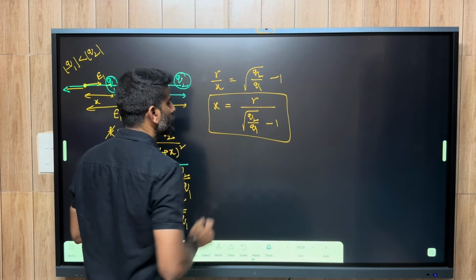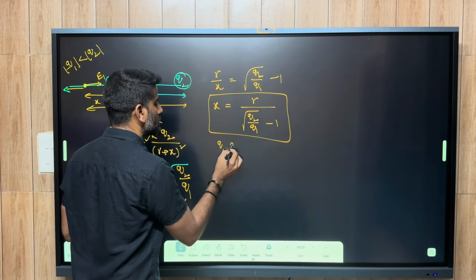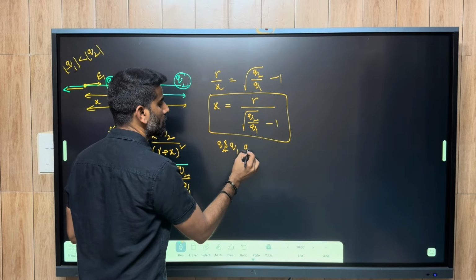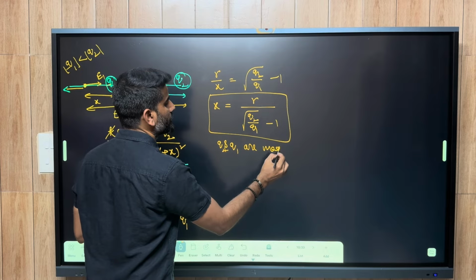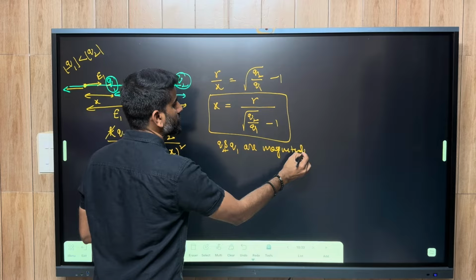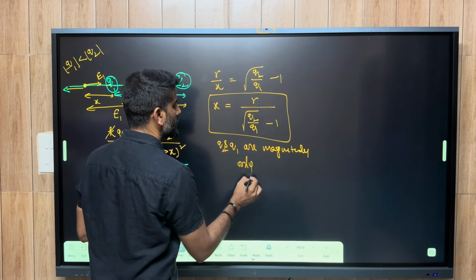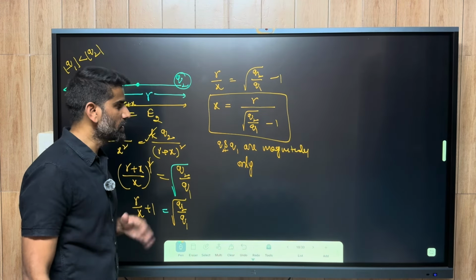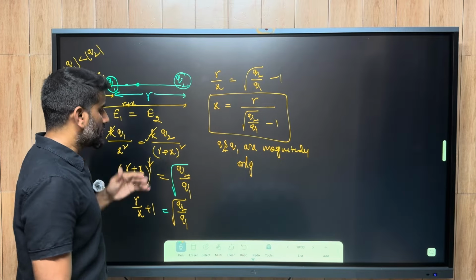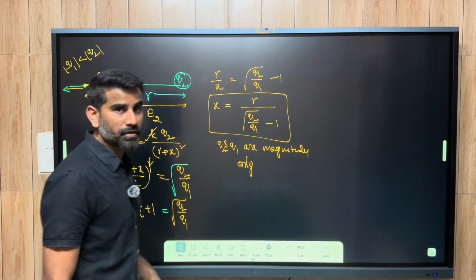Again, this q2 and q1 are magnitudes only. We don't consider the sign. So these are the best examples for the null point.